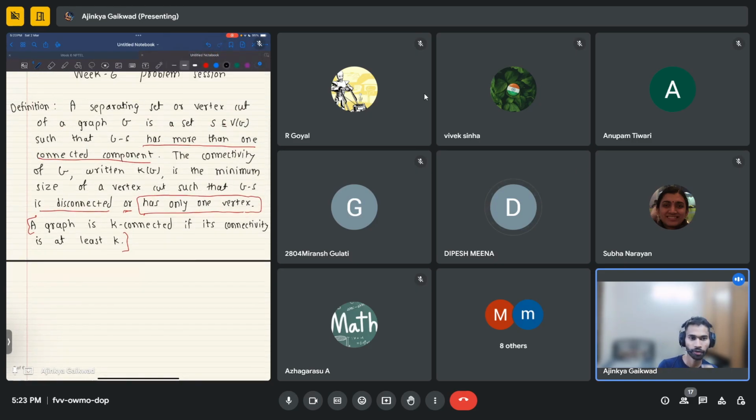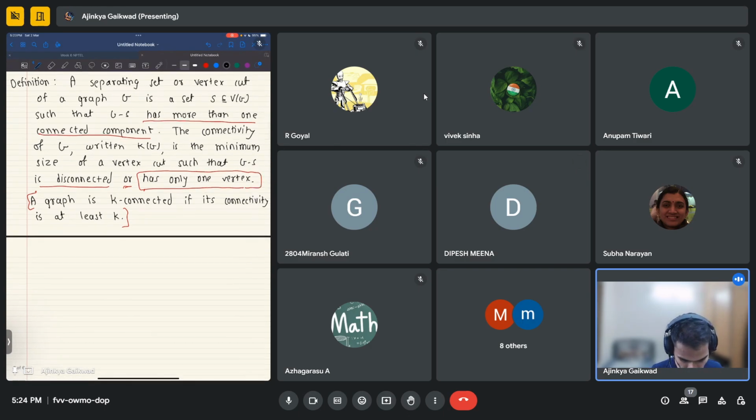Now let me add a page. So here I defined a vertex cut. In a similar way, I can also define an edge cut, right? So let me write down the definition. So instead of... Yes, you can ask.